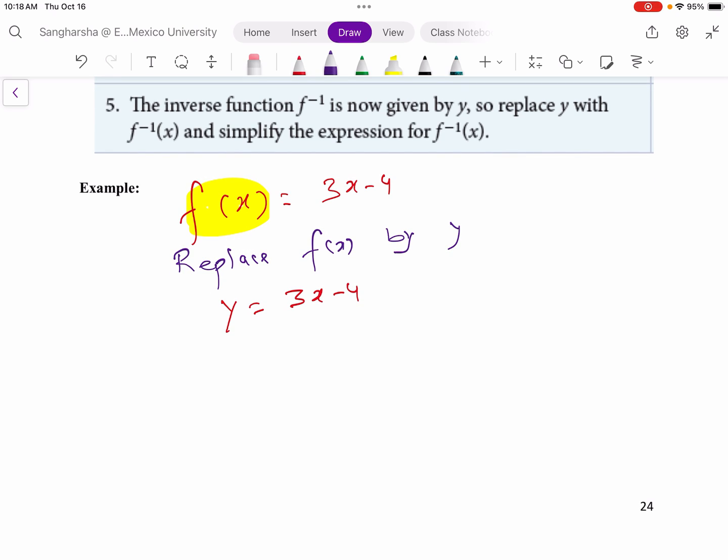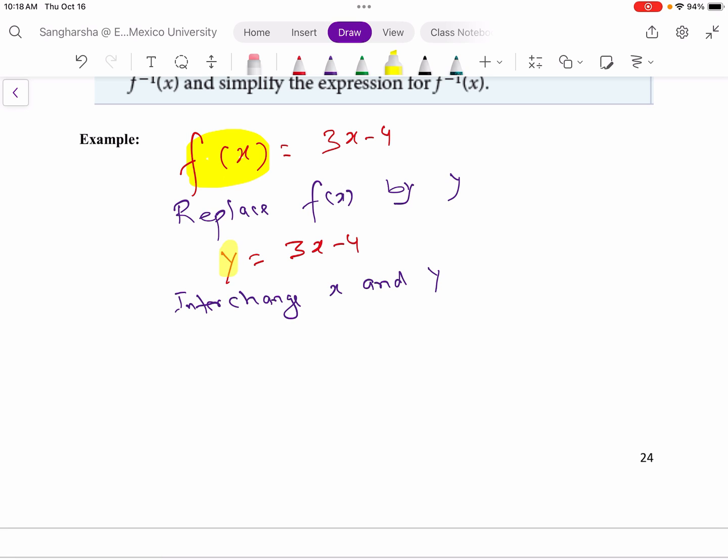Next, we interchange x and y, or we switch x and y. Switching x and y gives us the inverse function. For every x we write y, and for every y we write x. So here, we replace this y by x, equals 3 as it is, and for this x we write y minus 4. We switch our x and y as our second step.